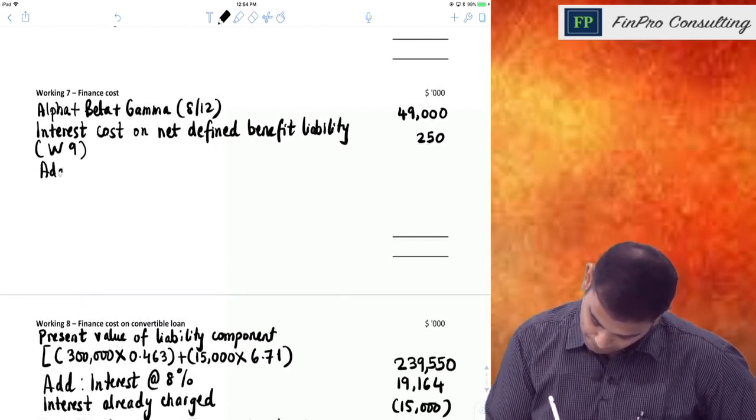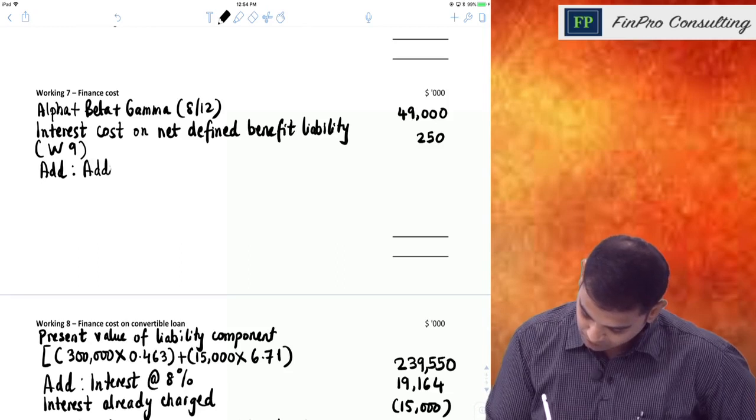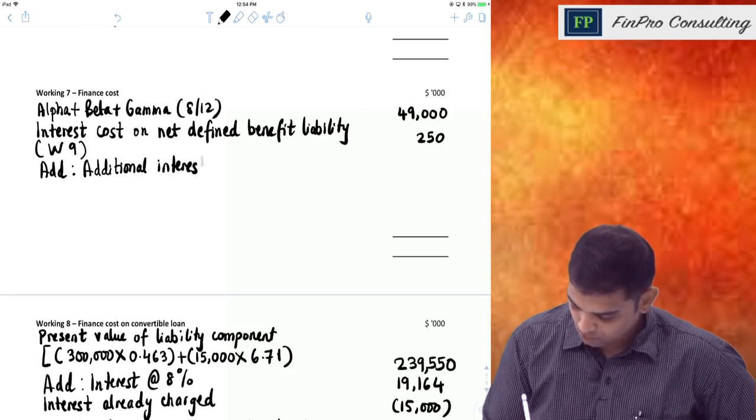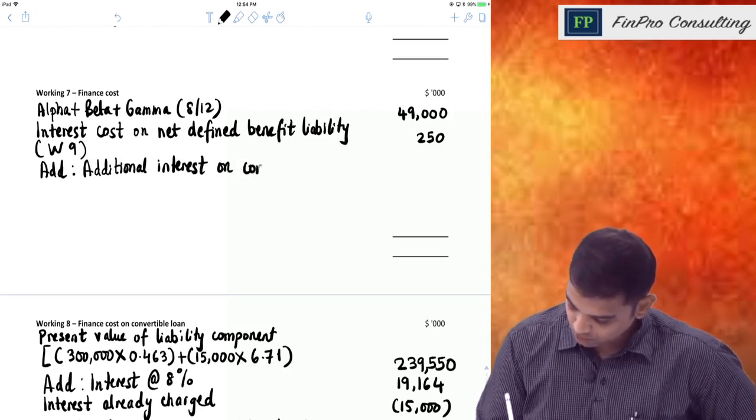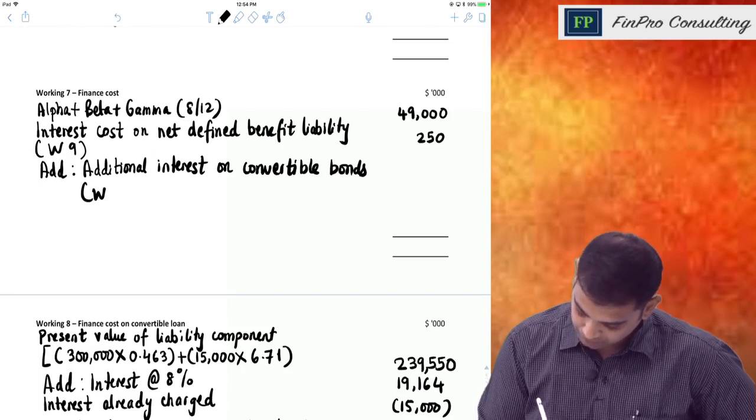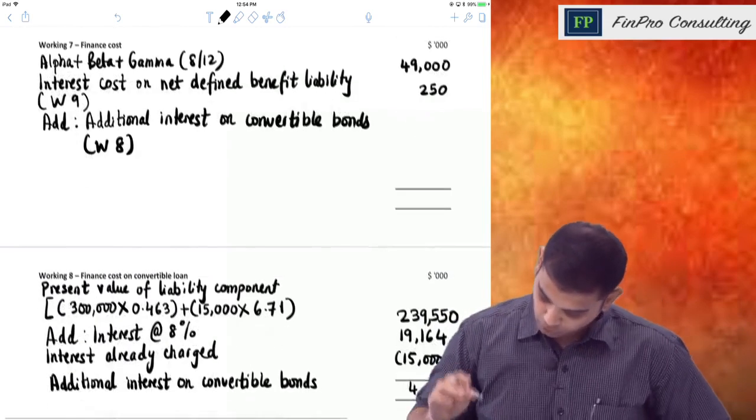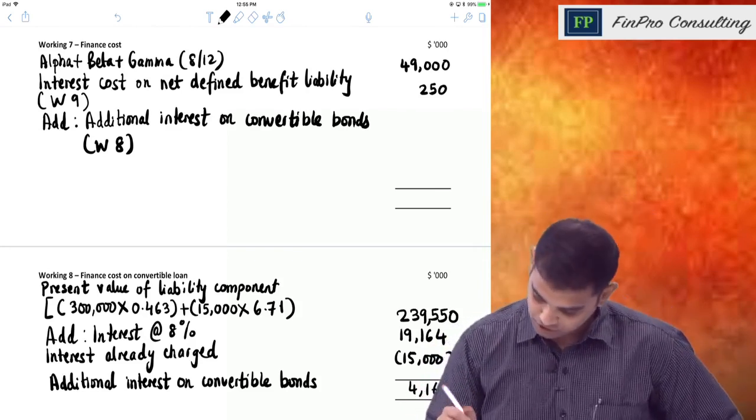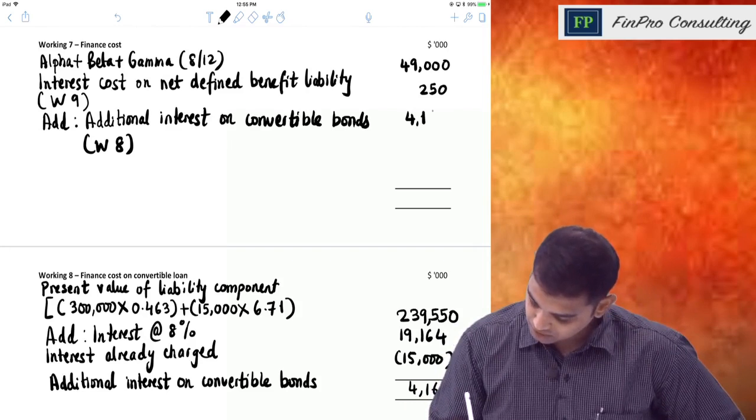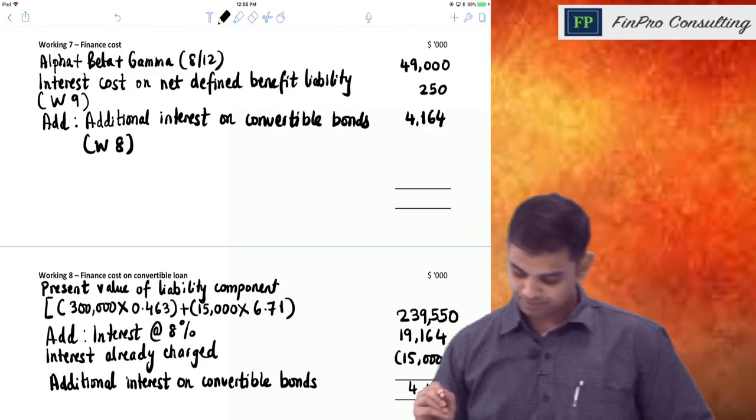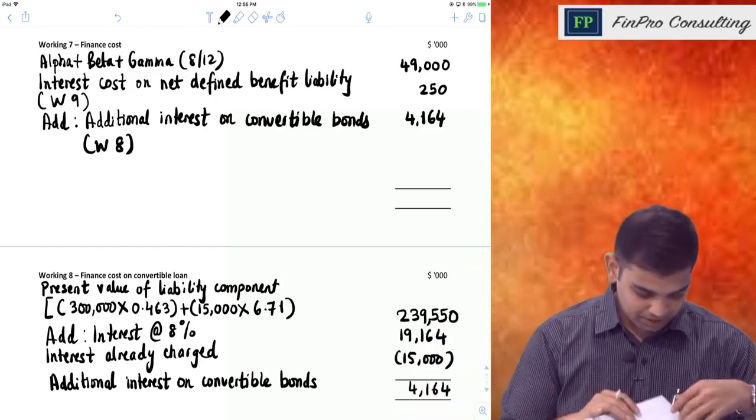Add additional interest on convertible bonds, working note number 8. 4,164, plus or minus? Plus, I am adding to the cost. 4,164. Right? Yes.